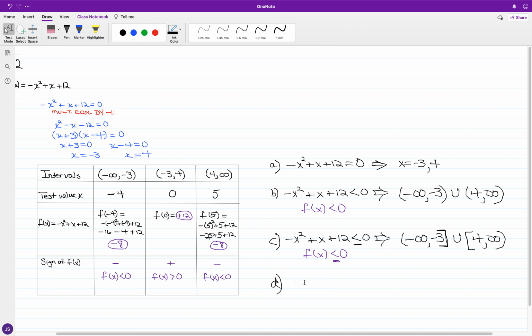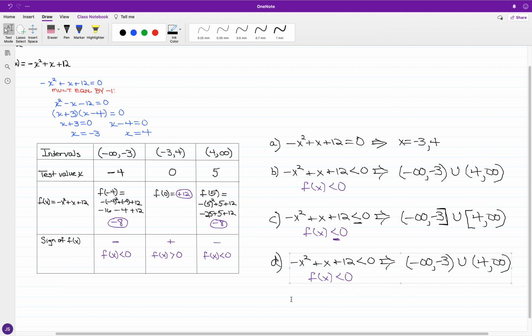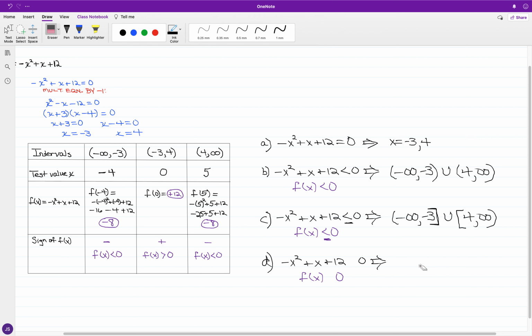Now in the case of part D, we're just changing directions. This time we have negative x squared plus x plus 12 is greater than 0. And so here we have f of x is greater than 0. If we look at the chart, where the function has a positive output, this will be in the middle case, applying to those values of x between but not including -3 and 4.